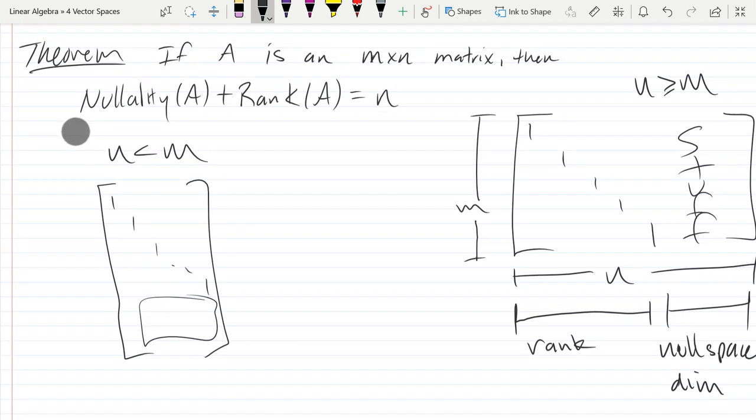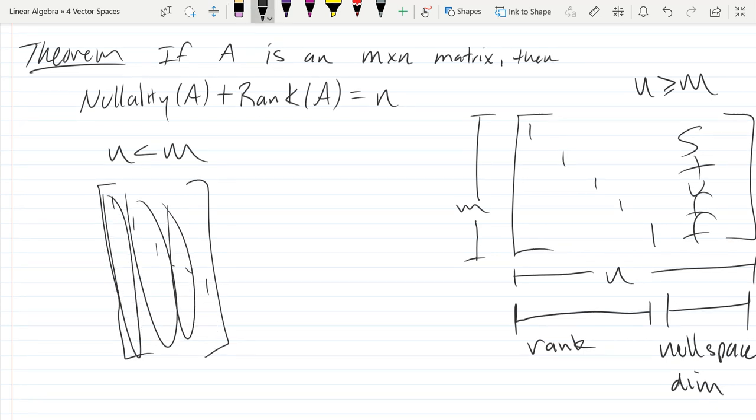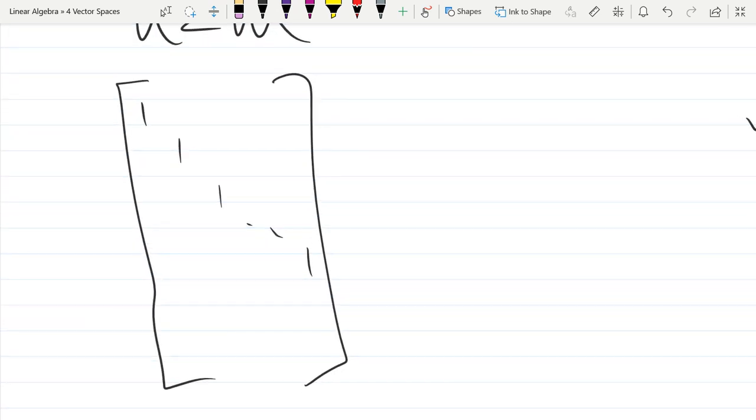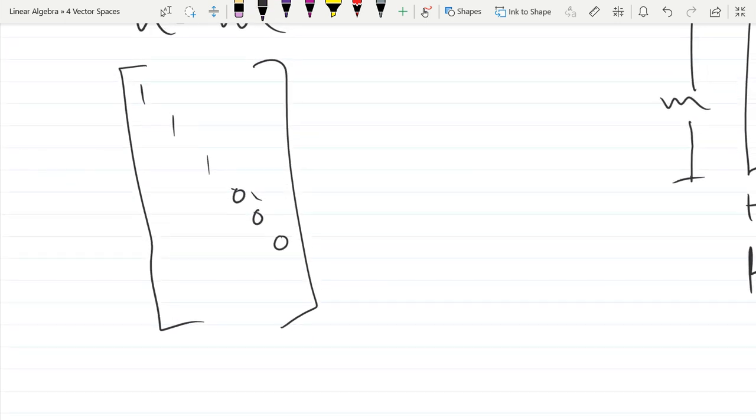But remember, we're looking at the column space in this case. So it doesn't really matter that we ran out at the bottom, because we're looking at columns. So really all this comes down to is: if you can get ones all the way over, your rank will be the number of columns, meaning the null space is nothing, just the zero vector space. If you ran out of ones before you got all the way over, so you got to some zeros, however many zeros you got, that's the dimension of your null space. And the rank will be the columns that start with one.